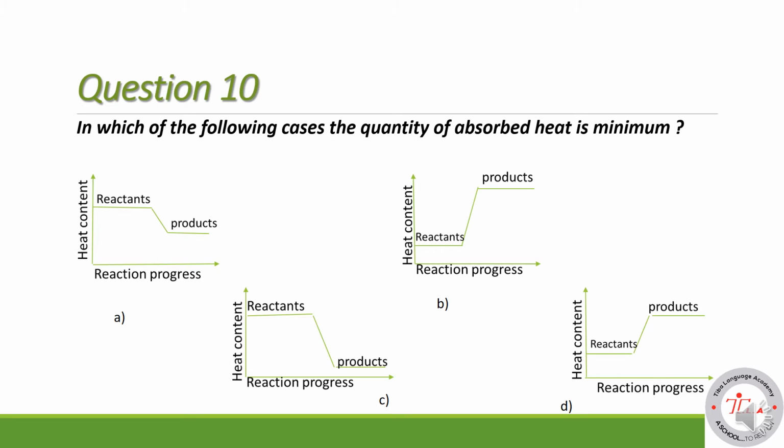What's the difference between graph B and graph D? In graph B, the distance between H of the reactant and H of the product is very large, which means it's a huge quantity of absorbed heat, the maximum. And in graph D, the distance between H of the reactants and H of the products is very small, which means it's a small amount of absorbed heat. So the absorbed heat here is a minimum. So the answer is graph D.